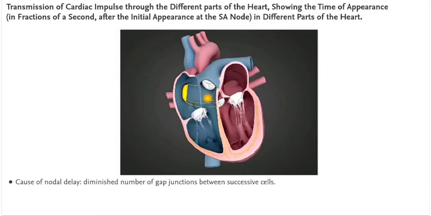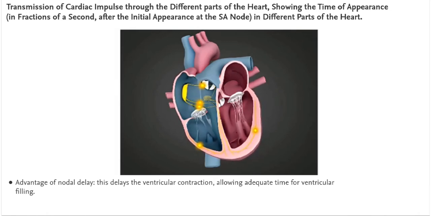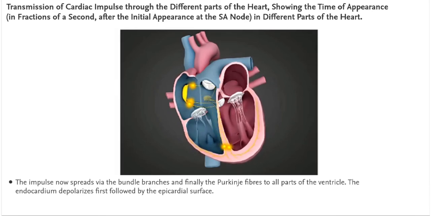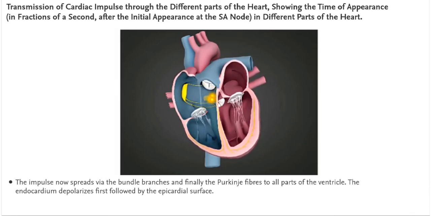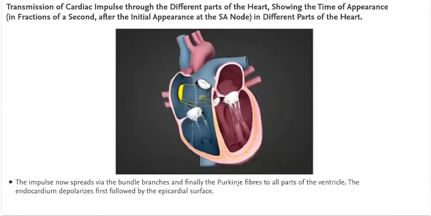Cause of nodal delay: diminished number of gap junctions between successive cells. Advantage of nodal delay: this allows the atria to contract ahead of the ventricles, resulting in the last part of filling of the ventricles. The impulse now spreads via the bundle branches and finally the Purkinje fibers to all parts of the ventricle. The endocardium depolarizes first, followed by the epicardial surface.